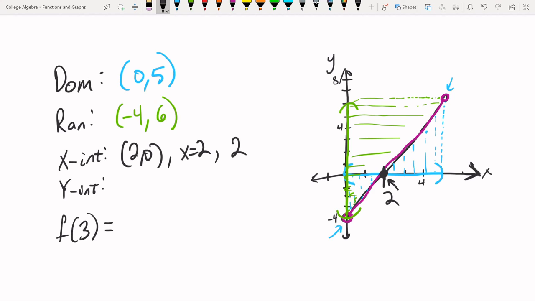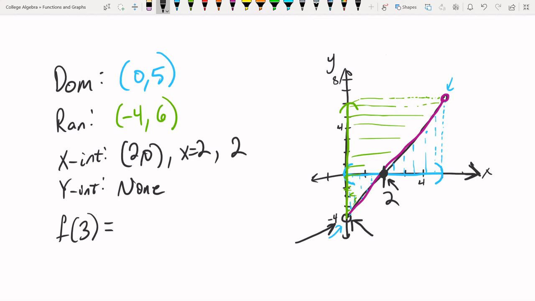Likewise, the y-intercept is when x equals 0 and it crosses the y-axis. Of course, down here, you see that's an open dot. That's the only spot that it would cross the y-axis, but it doesn't. So we do not have any y-intercepts. None. If this were a closed dot, this would be a y-intercept, but it's not.